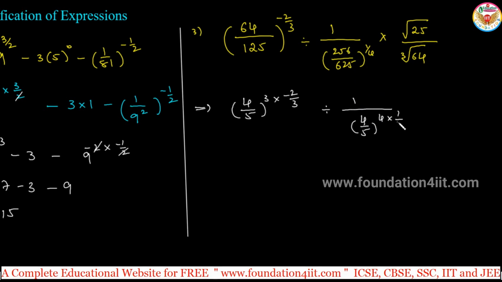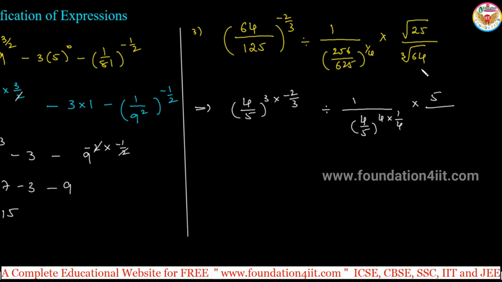Again whole to the power 1/4, times the square root of 25, which is 5, divided by the cube root of 64. Square root of 25 is 25 power 1/2. 64 is 4 cube, so cube root and cube cancel, and we get 4. Simplify more: the 3s cancel here, and the 4s.